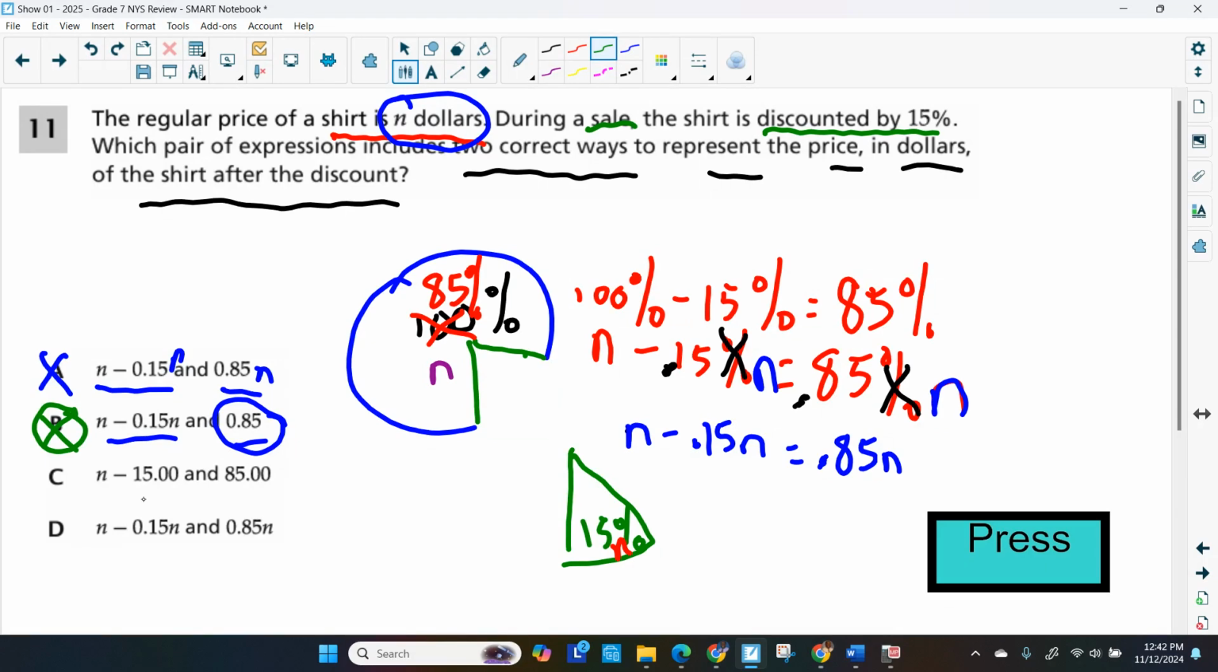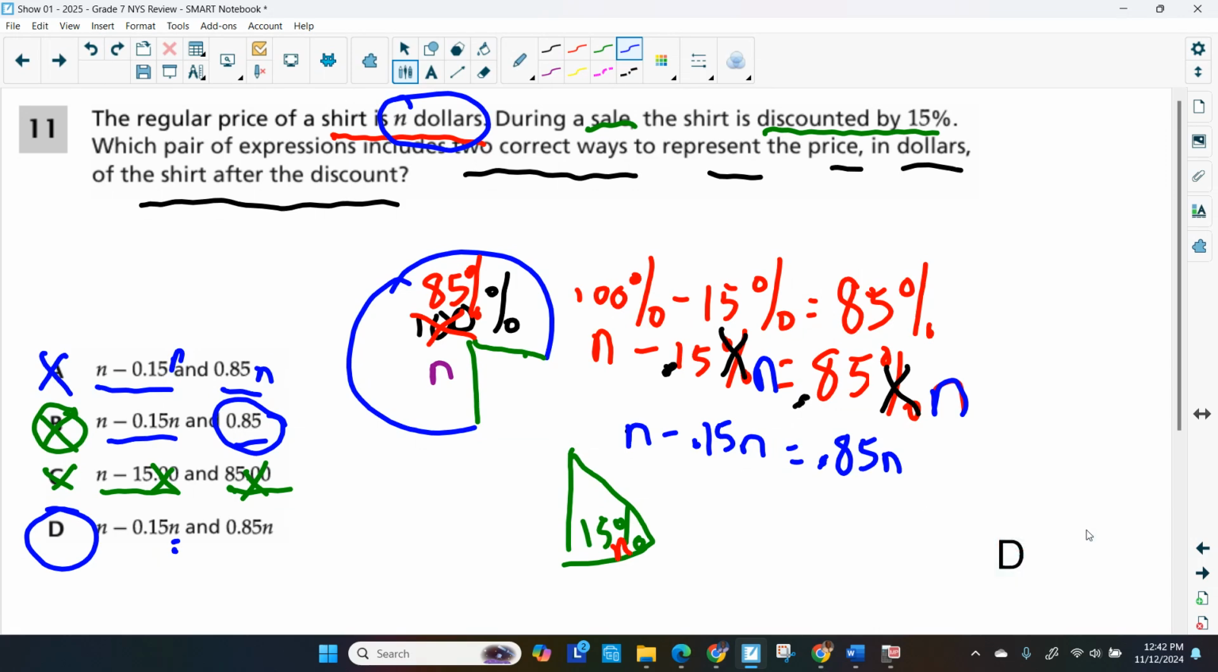And this one is just N minus $15. That's not good. And $85? No, that's no good either. So that's no good. And the last one, they have N minus 0.15 N, that's what we need, and 0.85 N. So there is our answer, choice D. Man, they made us work on that one. So choice D was the answer for that one.